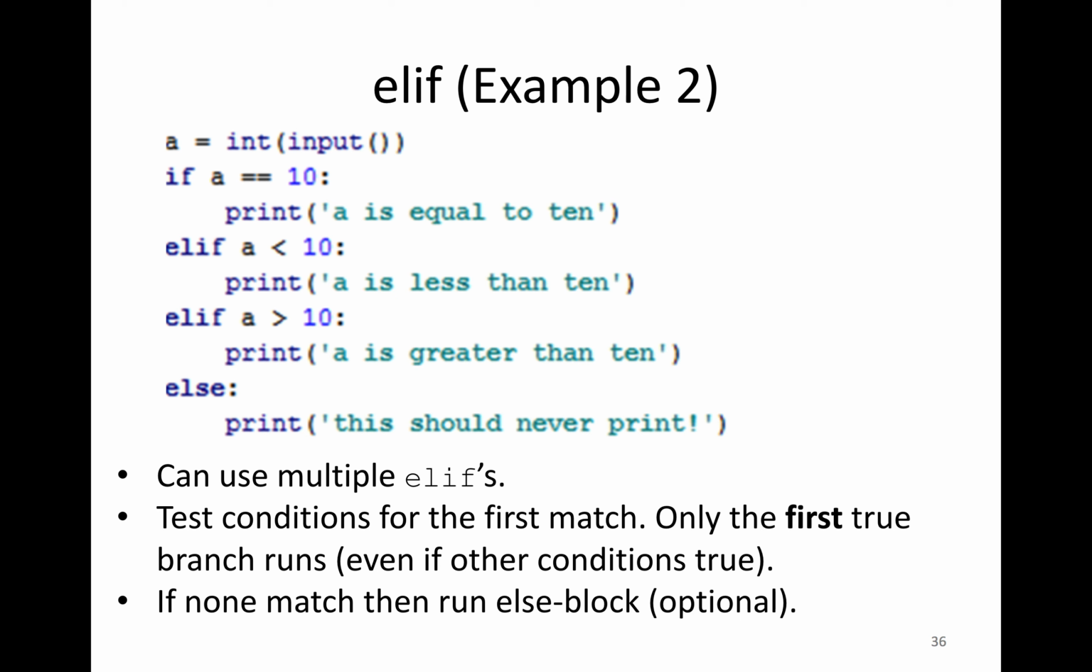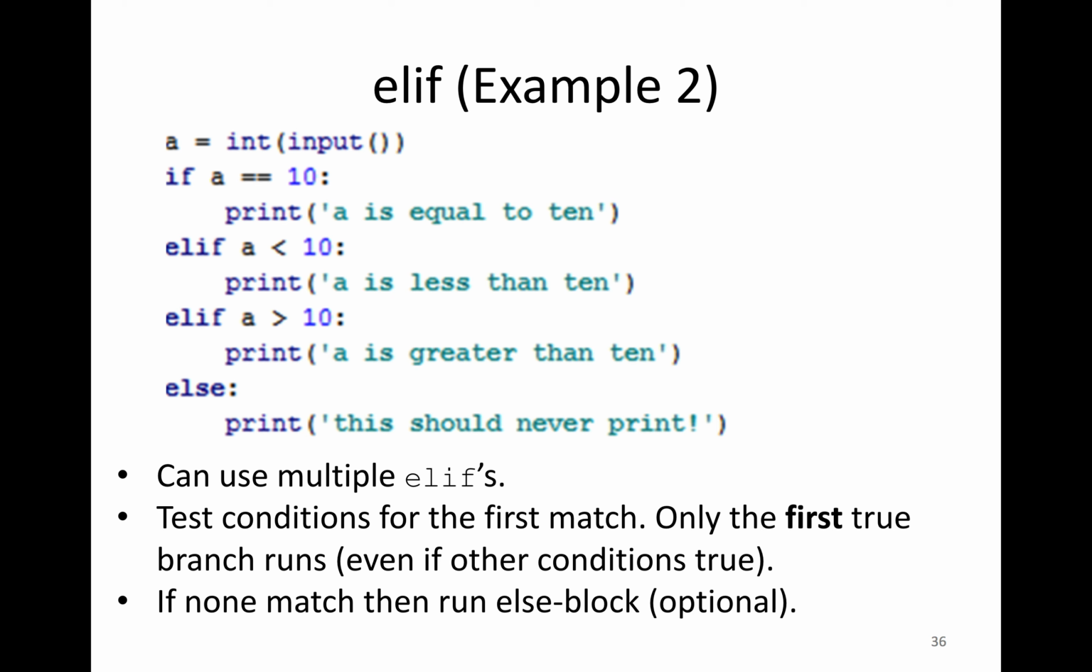Elif example 2: you get an input from the console, convert it to an integer and assign it to variable A. If A is equal to 10, print A is equal to 10. You can use multiple elifs as well. If A is less than 10, print A is less than 10. If A is greater than 10, print A is greater than 10. And finally you have the else.